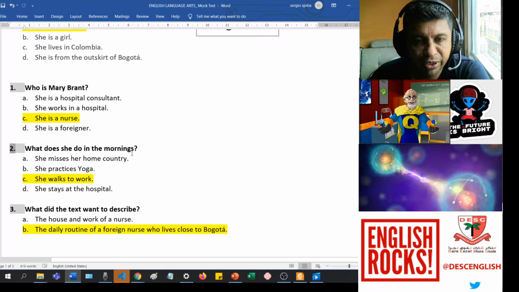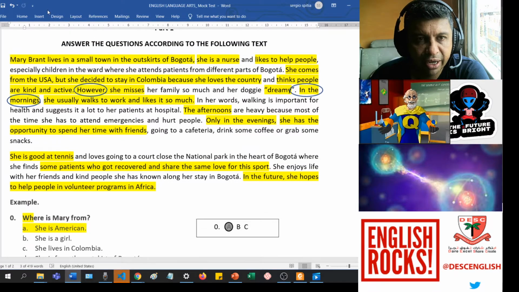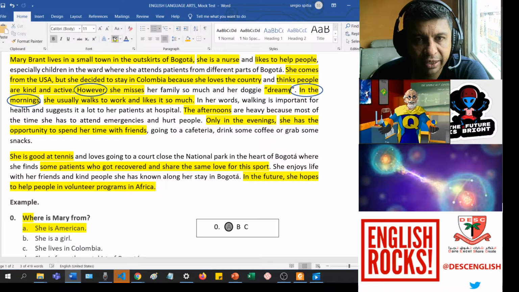Two, what does she do in the mornings? Dese cuenta que todas estas preguntas son de información personal y aquí ya cambia. What does she do in the mornings? So, expressions of time, como es una expresión de tiempo, ¿qué hace ella en la mañana?